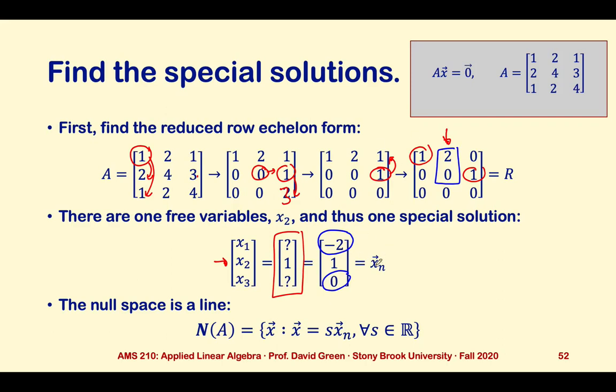Once we have the special solution, we can describe the null space. The null space is the set of all possible linear combinations of this special solution. That is, it's the set of all vectors x that can be written as some number, any real number, multiplied by xn. The set of all multiples of a single vector, of course, is a line. So in this case, the null space is a line.